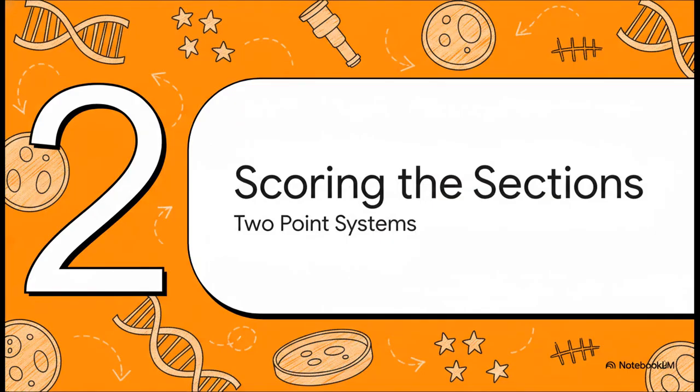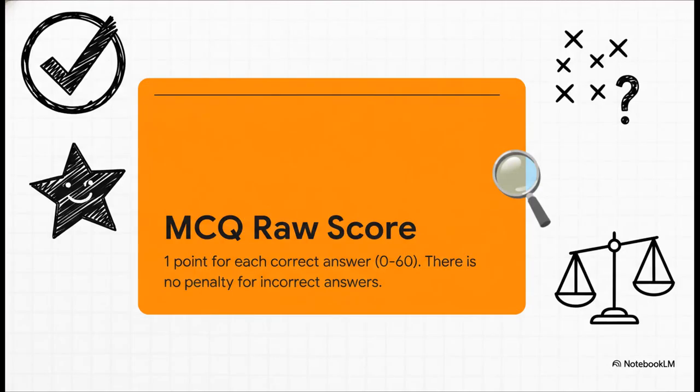Okay, so we've got the structure down. Now let's dig into how you actually rack up points in these two very different parts of the test. The multiple choice section, the MCQ, is super simple. You get 1 point for every question you get right. That's it. And here's the crucial part. There is no penalty for getting an answer wrong. None. Your raw score is just the number of correct answers, plain and simple.